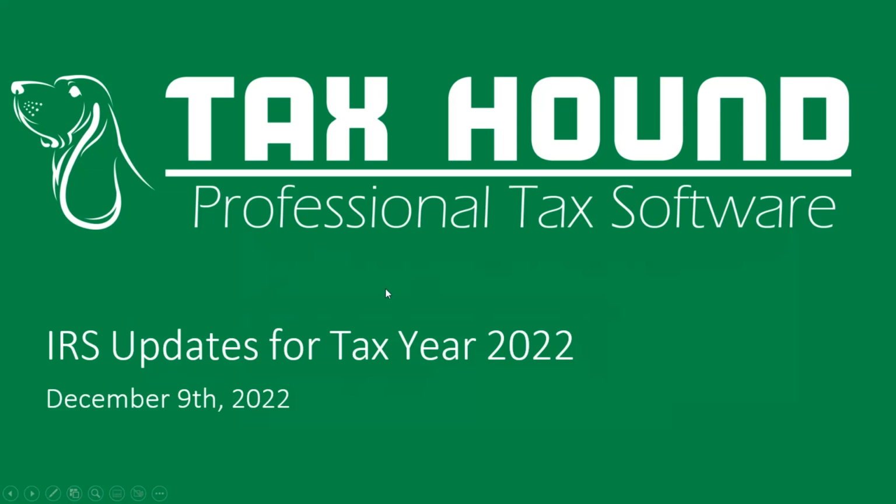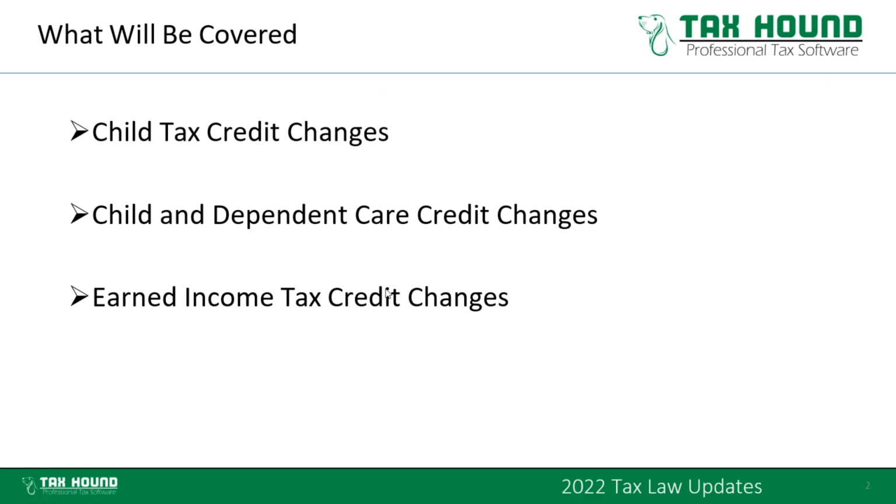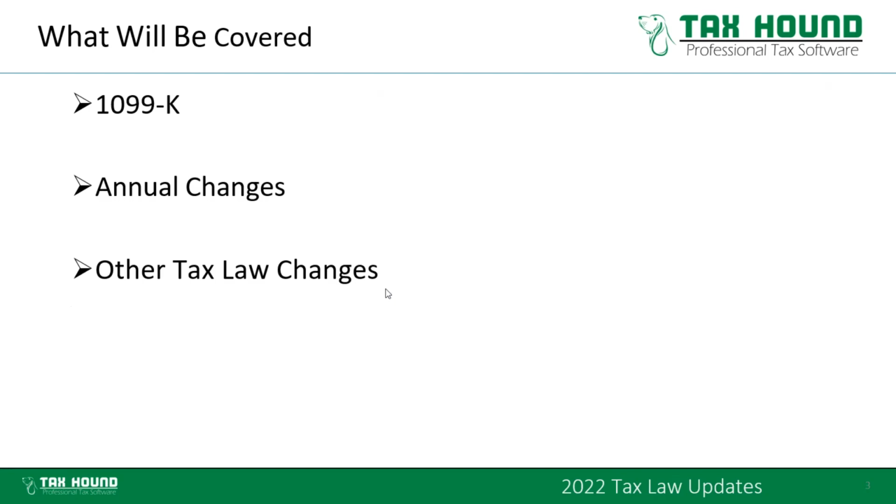There are some really big, impactful updates this year, starting with changes to the child tax credit, as well as the child and dependent care credit. A couple of minor changes with earned income tax credit, and the 1099-K, or what I call the social media tax, the viral sensation that's going on. I'll be able to give you some further explanation on what's going on with the 1099-K this year. A few annual changes, a couple other tax law changes, and then we'll go forward from there.